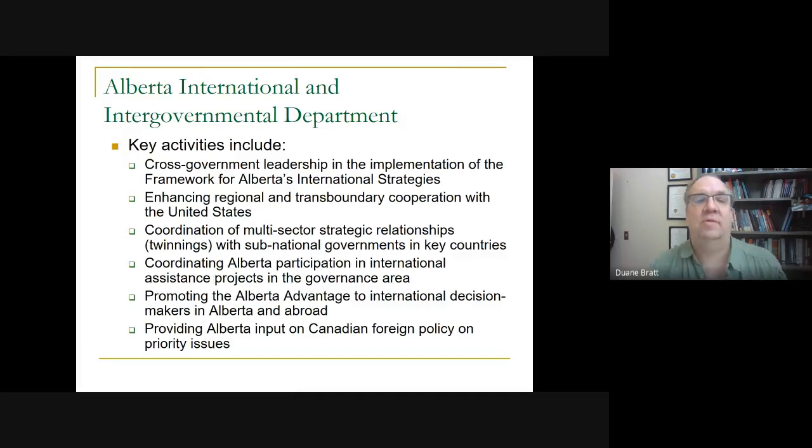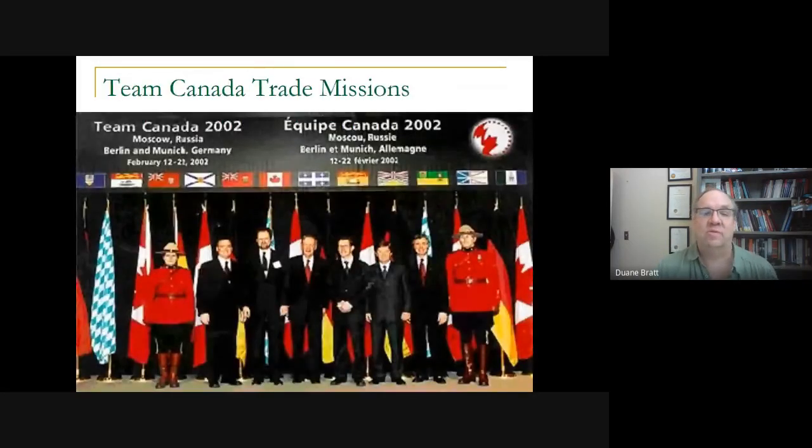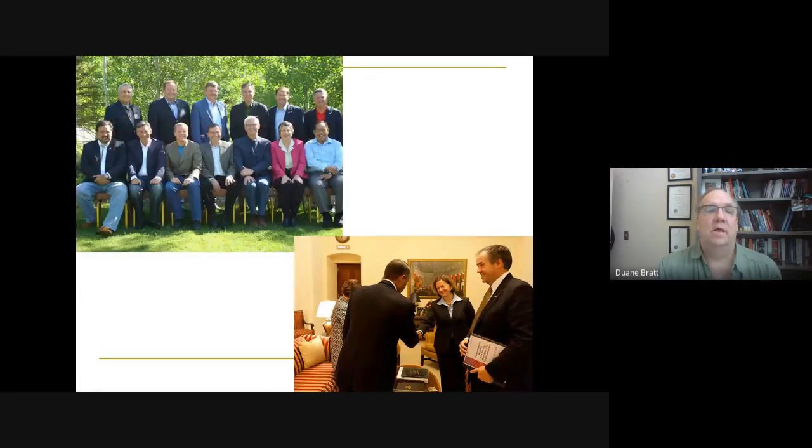And here's some photos. So this is the Team Canada Trade Mission. There's Jean Chrétien with a couple of ministers and cabinet officials and premiers when they went to Europe in 2002. The photo on the top left is the Western provinces and the Western U.S. states. This was timed during the Stelmach government. He is focused right there in the middle.